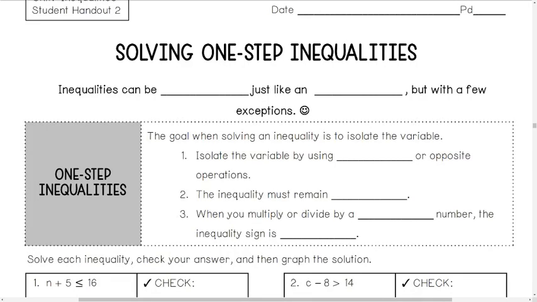Alright, welcome back. So today we're going over one-step inequalities and how to solve them. This is handout 2 of the inequalities unit. So in this one, inequalities can be solved just like equations, but with a few exceptions.